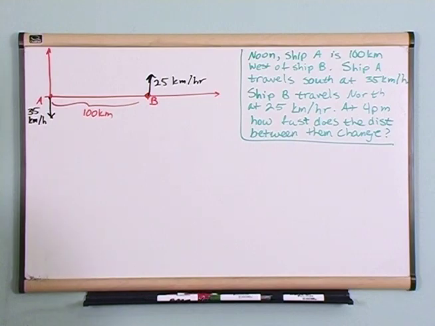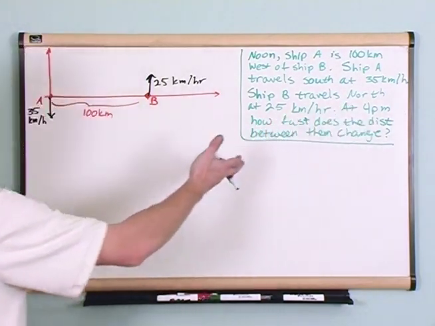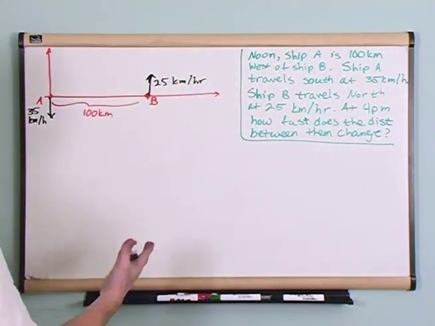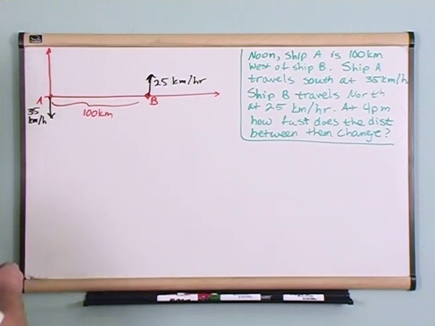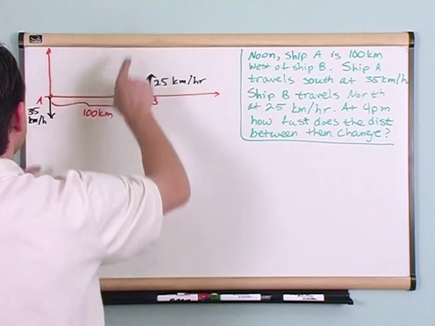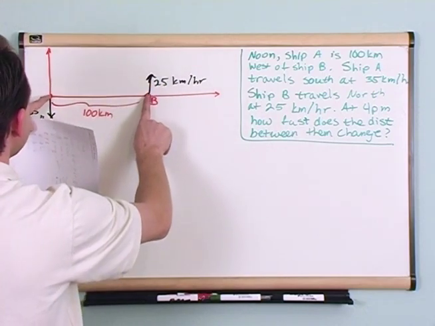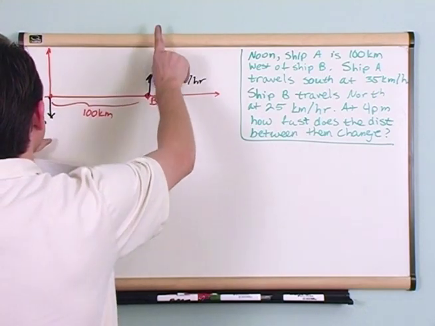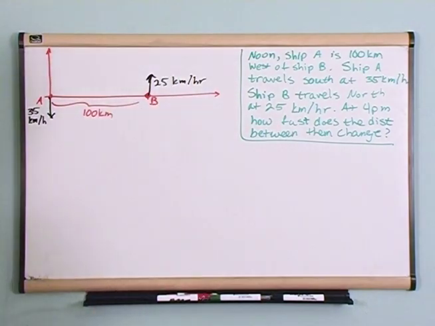Okay? And then it's simply asking me at 4 p.m., which is only 4 hours later, how fast does the distance between them change? So here you have a ship, and here you have a ship, and they're moving like this. So at 4 hours later, obviously the distance is a minimum here, and as the time goes on, the distance gets bigger, bigger, bigger. Well, at 4 hours later, how fast is the distance between them changing?